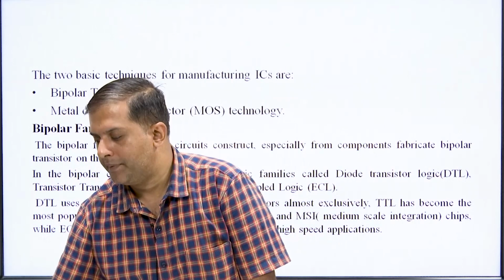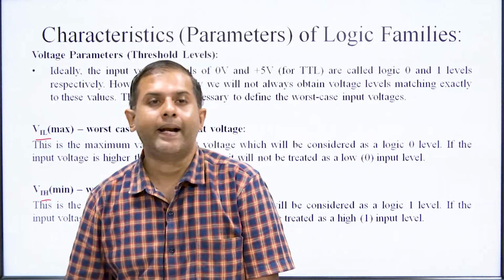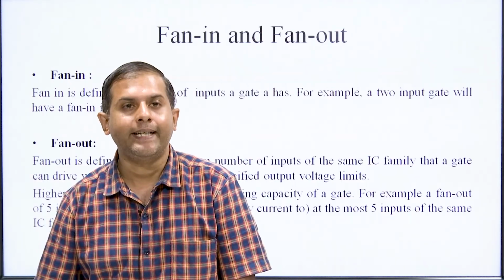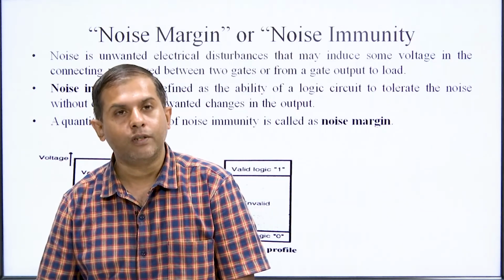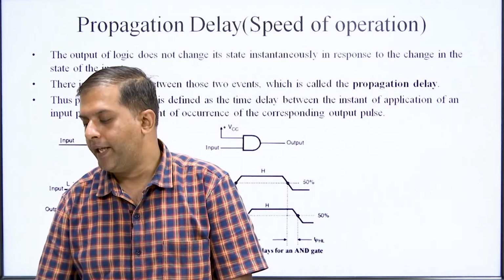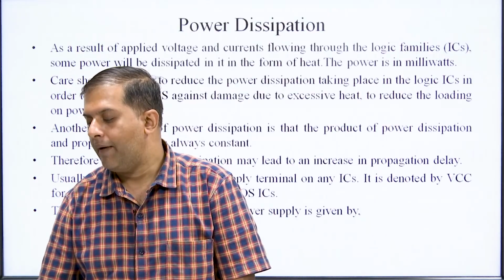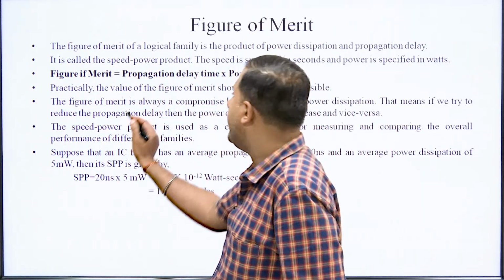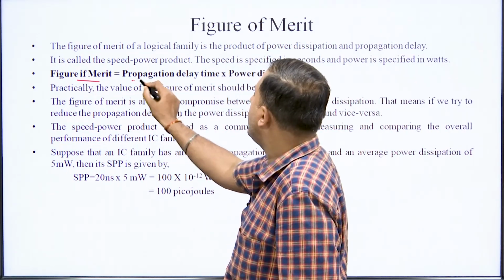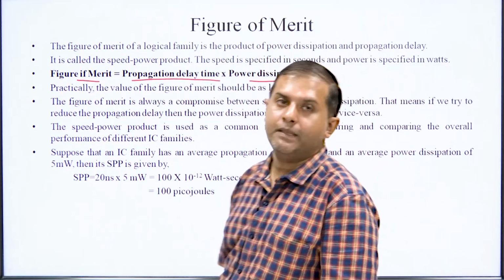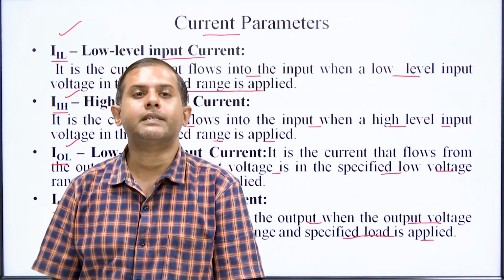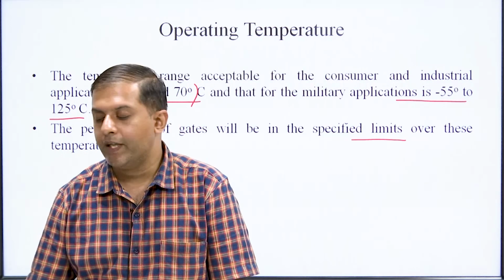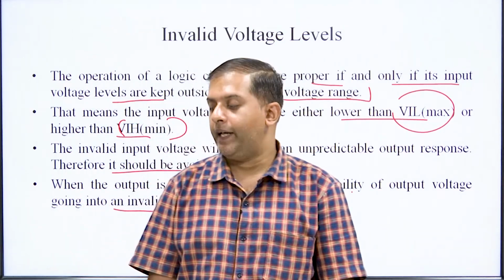Then we have discussed the different parameters. In that we have discussed voltage parameters, then fan in and fan out, noise margin, noise immunity, then propagation delay. After that we covered power dissipation, that is figure of merit. Here it is very important: figure of merit is the product of propagation delay time and power dissipation. Next, we have discussed current parameters, and then the operating temperature, and lastly the invalid voltage levels.